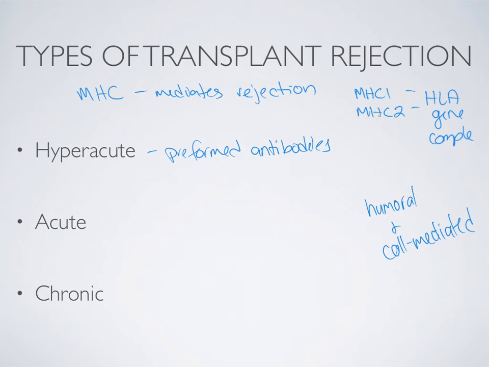So that's hyperacute rejection. However, we've gotten pretty smart about this clinically. And so whenever somebody is going to undergo organ transplantation, we take some of the donor cells and we take some of the recipient's blood and we mix them and we look for a reaction. So we can kind of tell if this is going to happen. 90% of hyperacute reactions are prevented by this cross-matching.